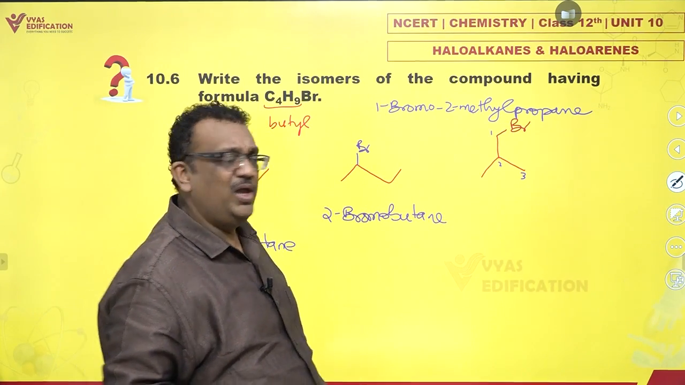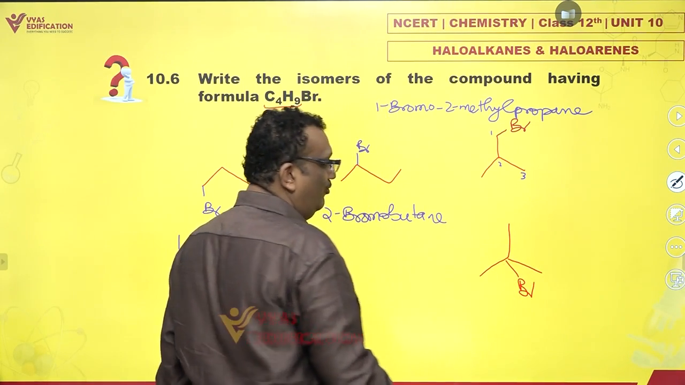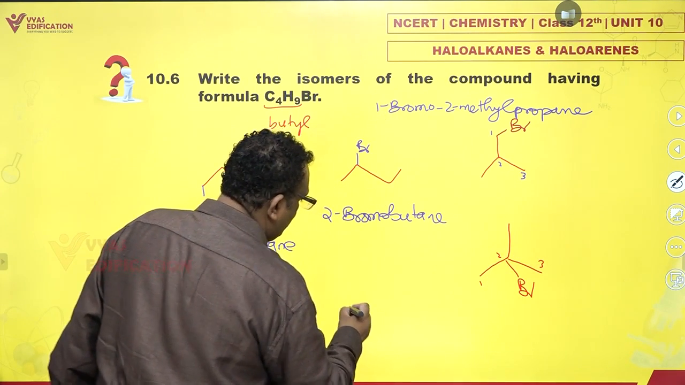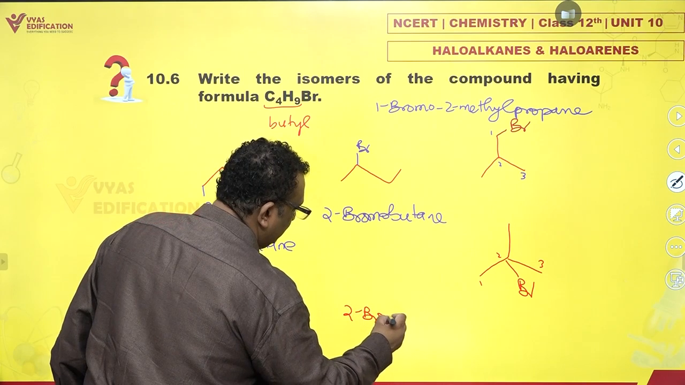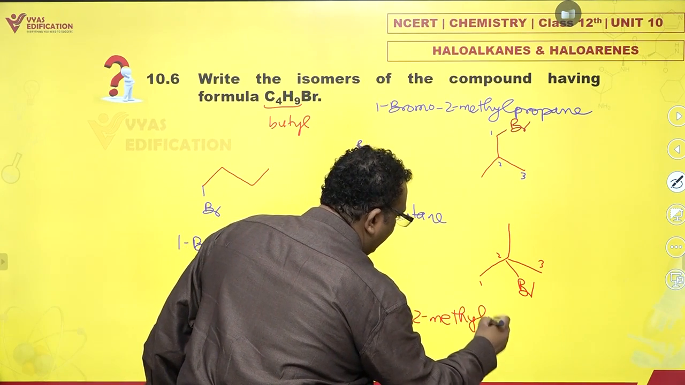Do I have any other option? I do. I could put a bromine here. Oh wow. And this is 1, 2, 3. I get 2 bromo, 2 methyl, propane.